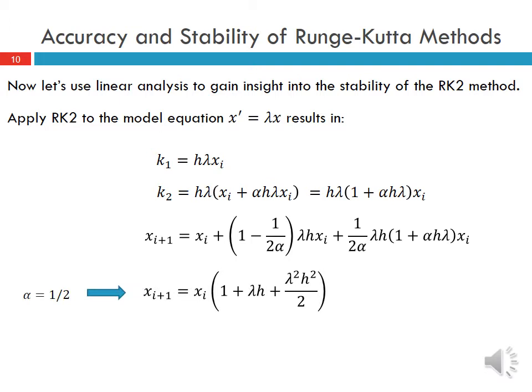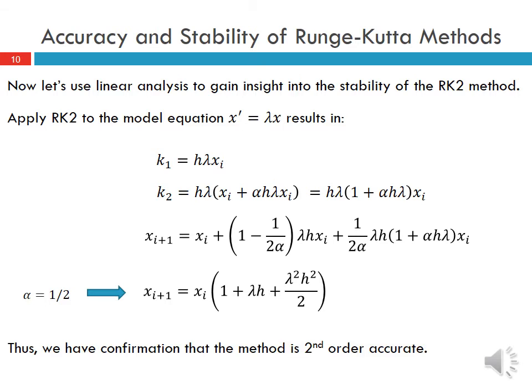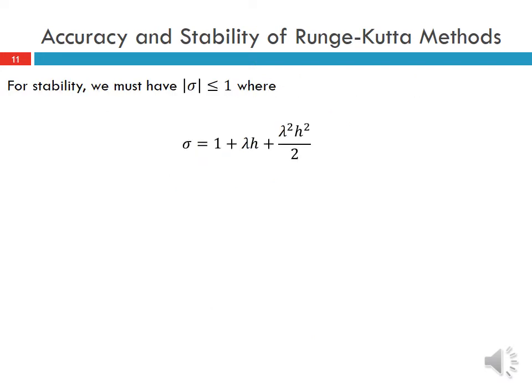And if we choose alpha equal to 1/2, then we get the expression shown here, which confirms that the method is second order accurate. Now for stability, we must have that sigma is less than or equal to 1. Sigma here, from our previous result, was 1 plus lambda h plus lambda squared h squared over 2.